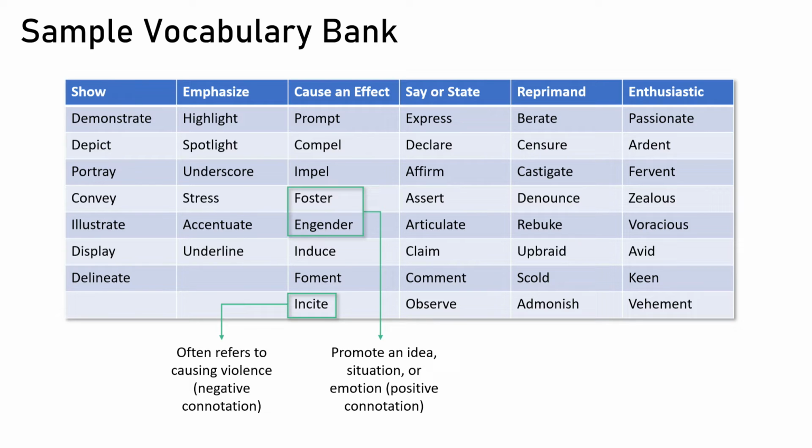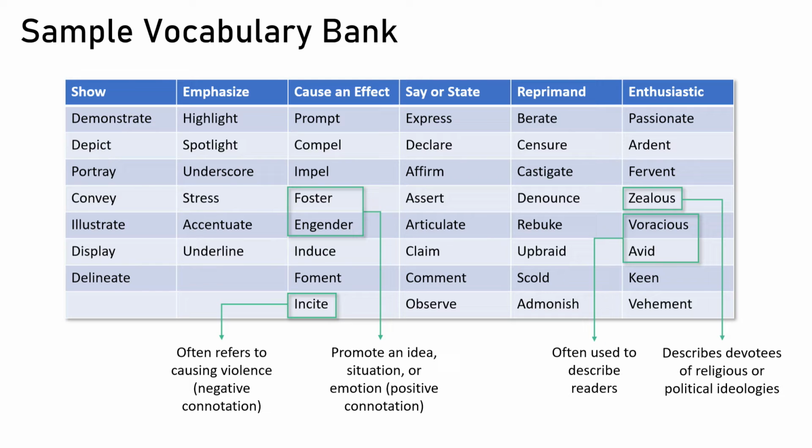Now let's examine the category labeled enthusiastic. We might want to note that the word zealous usually describes devotees of religious and political ideologies, whereas the words voracious and avid are often used to describe readers. You can find these specific contexts by simply Googling zealous in a sentence or voracious or avid in a sentence.